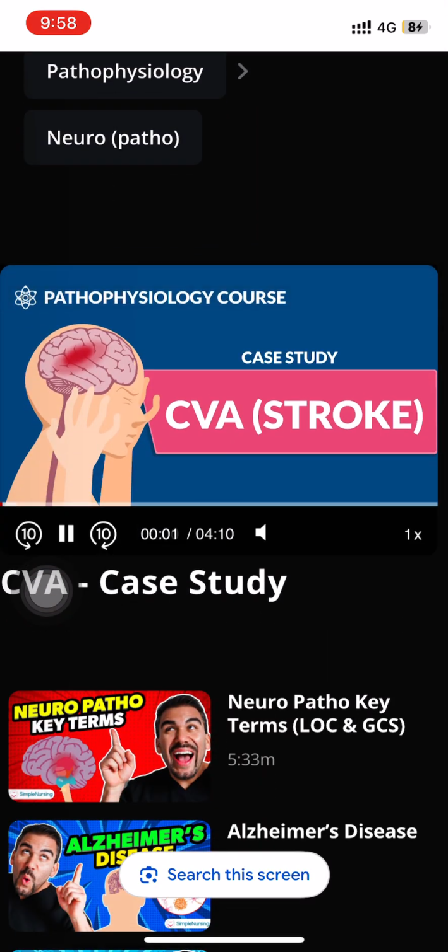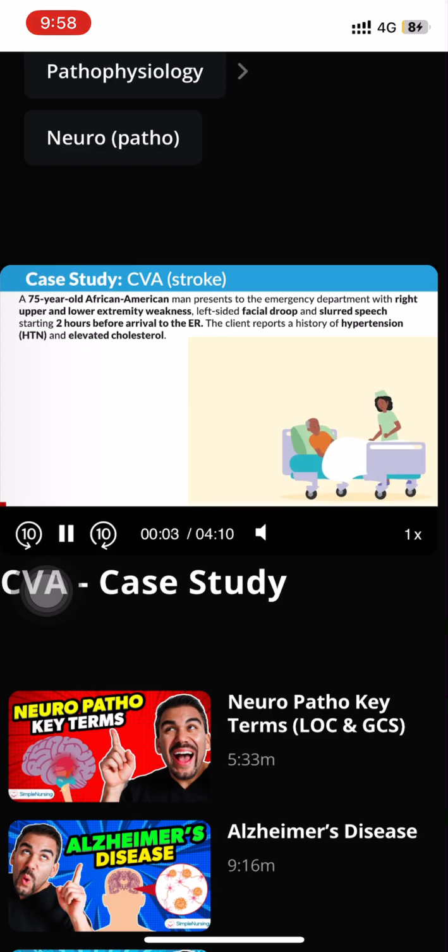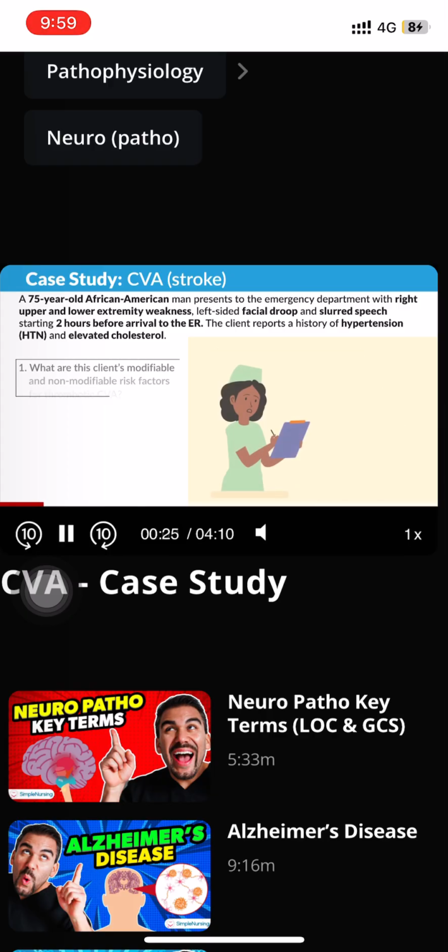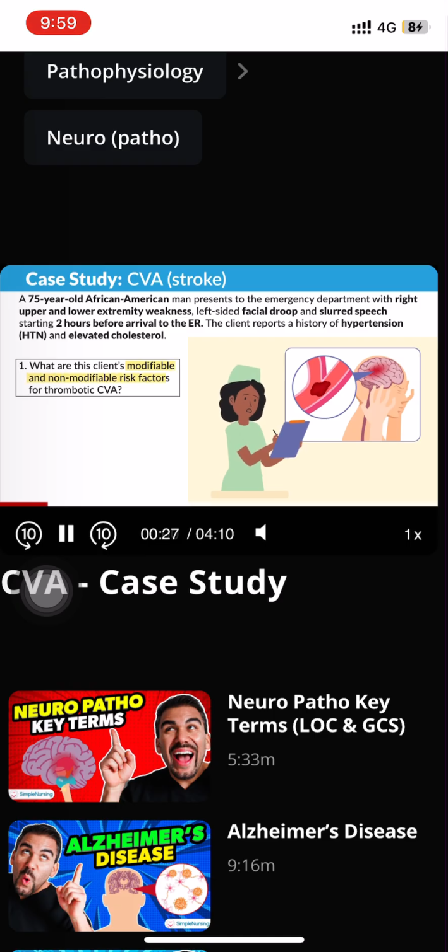Now for the case study on strokes. A 75-year-old African American man presents to the emergency department with right upper and lower extremity weakness, left-sided facial droop, and slurred speech, starting 2 hours before arrival to the ER. The client reports a history of hypertension and elevated cholesterol. So question number 1. What are this client's modifiable and non-modifiable risk factors for thrombotic CVA? So pause the screen and try your best to answer this question.